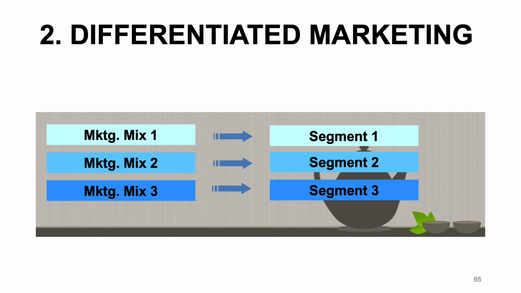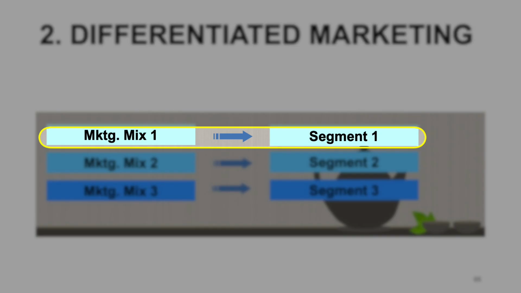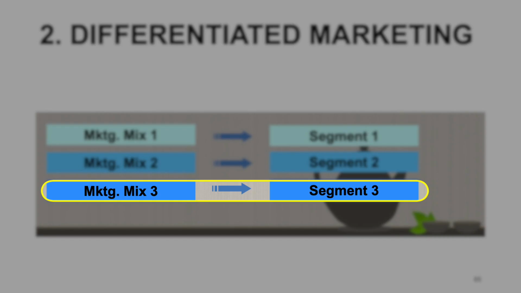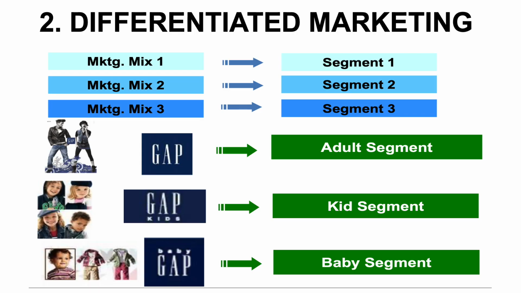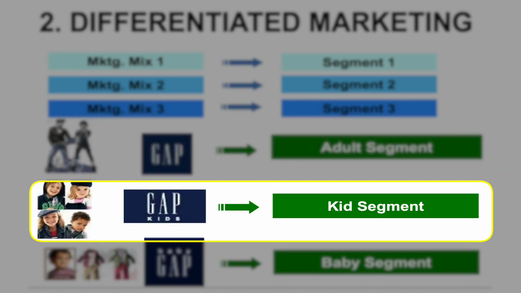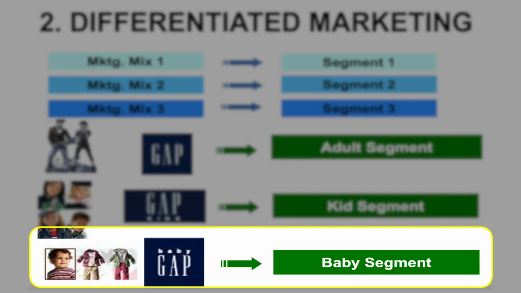As per the definition, we saw that the company will launch different marketing mix elements to focus on each of the identified segment types. Segment 1 has a different set of marketing mix, segment 2 a different set, and segment 3 another set. The Gap retail stores have separate marketing mix offerings meant for the adult segment, and another category for the kids segment and the baby segment separately.